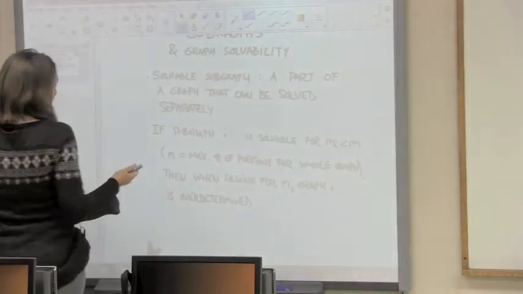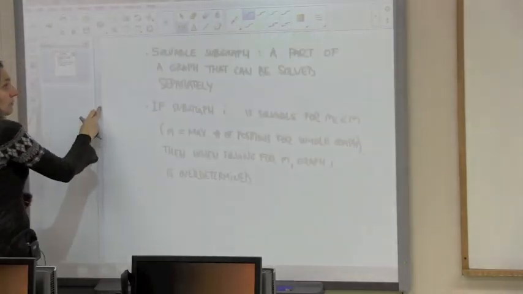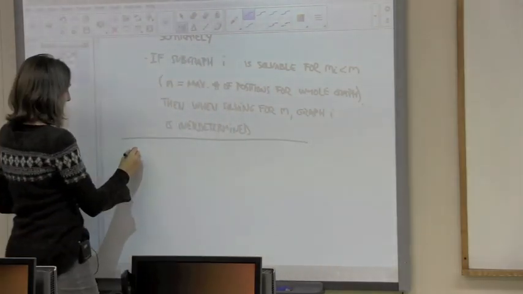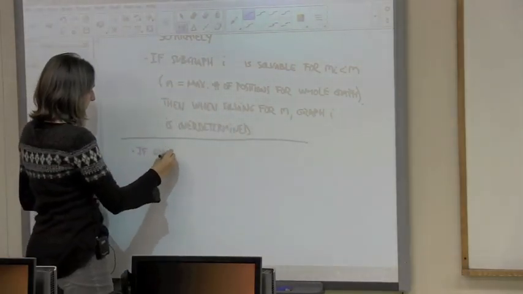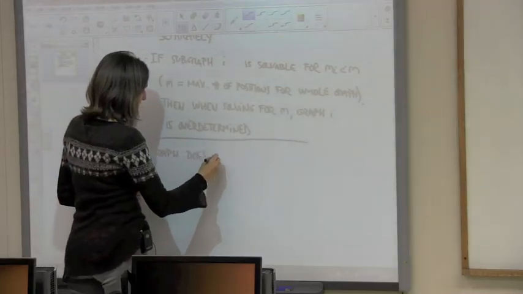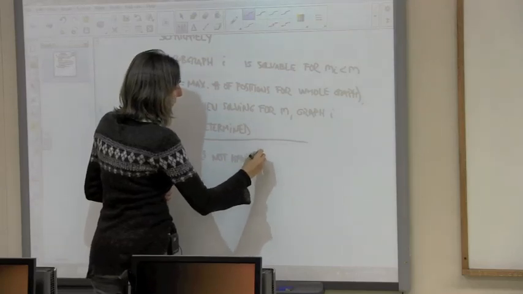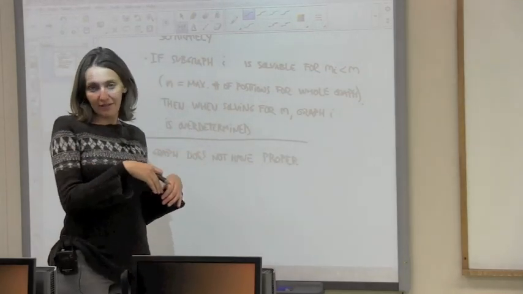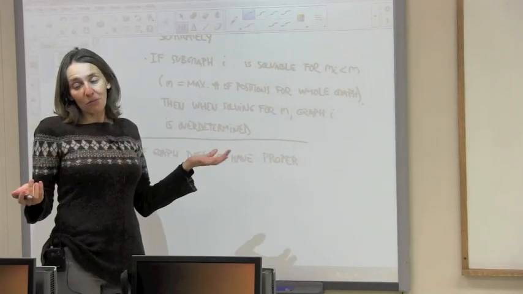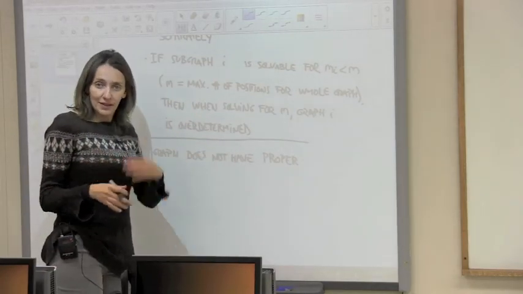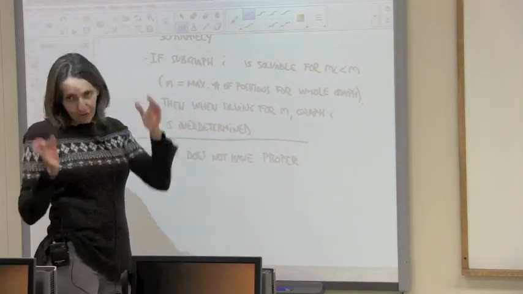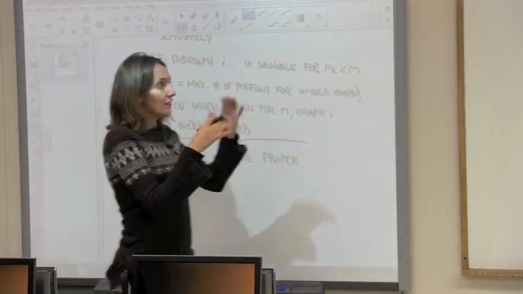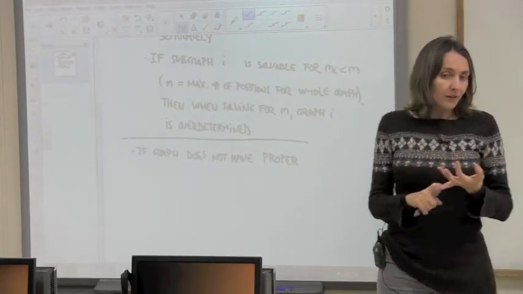So, we can put some conditions already. Maybe in some cases we won't have any solvable subgraph, right? If a graph does not have proper, and by proper I mean that I discard the whole graph itself and the null graph, the empty graph, okay? Those are also subgraphs if you think about it in mathematical terms, but we don't consider those. We consider any subgraph which is not the whole graph. That's what proper means. Proper subgraphs are the set of all subgraphs except the whole graph and the null graph, okay?